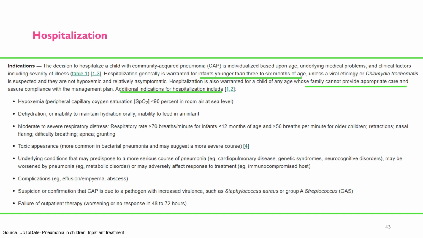What are the indications for hospitalization? To cut it short, the indications are severe pneumonia. So you'll find that this list of indications is all matching or parallel to the cases of severe pneumonia. And that includes a child, as you can see in point number 5, with an underlying condition that may predispose to a more severe course of pneumonia.